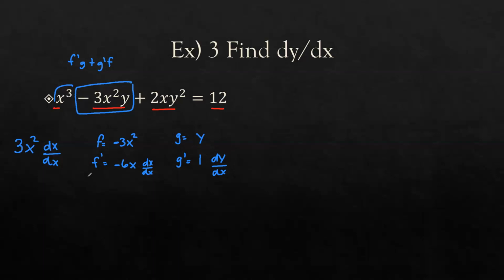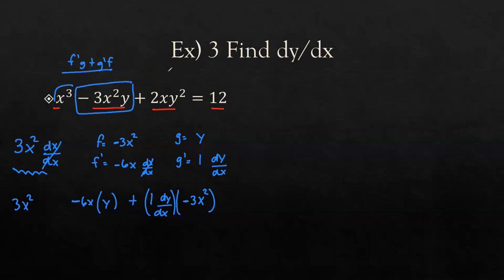And then just apply product rule. It says f prime of g plus g prime of f. So f prime is negative 6x, and you don't have to put the dx because that just becomes 1, times regular g, which is y, plus g prime is 1 dy dx, times regular f, which is negative 3x squared. I will clean that up later on. So now we also don't forget about this 3x squared, so bring this down. You don't really have to put dx over dx because that just becomes 1.